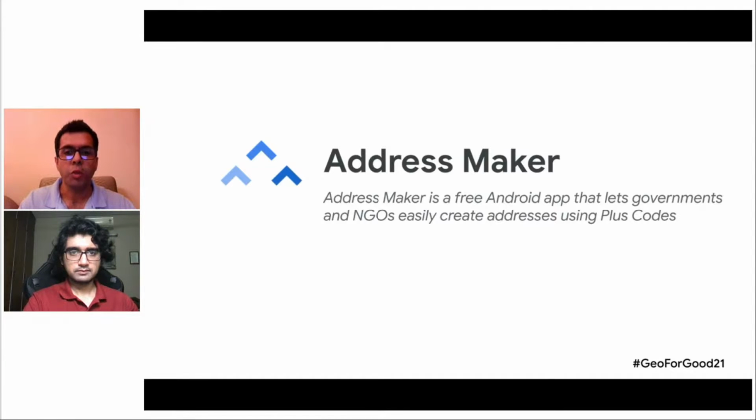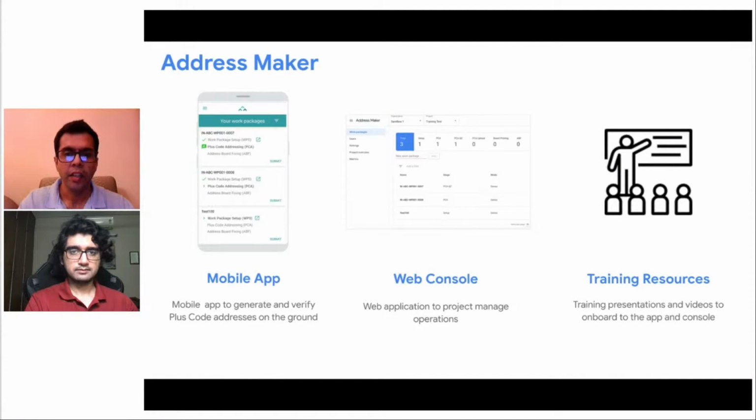So starting with the first question, yes, there is a turnkey addressing solution called Address Maker. Address Maker is a free Android app that lets governments and NGOs easily create addresses using plus codes. The Address Maker solution has three components: an Android mobile app to generate and verify plus code addresses on the ground, a web console to manage the addressing project, and training resources to onboard the project team to the Address Maker solution.